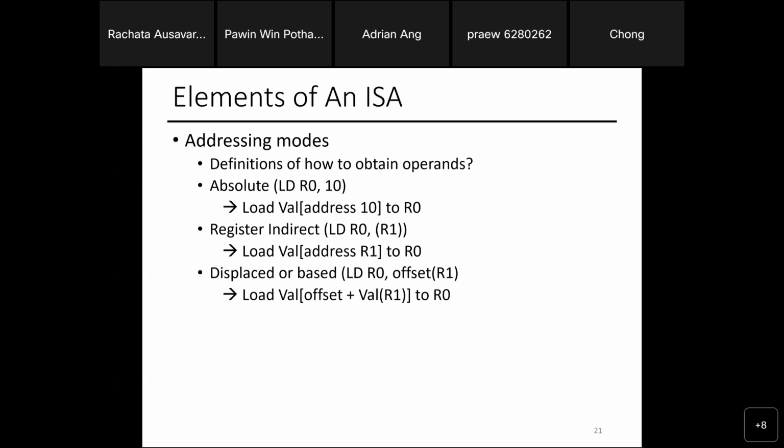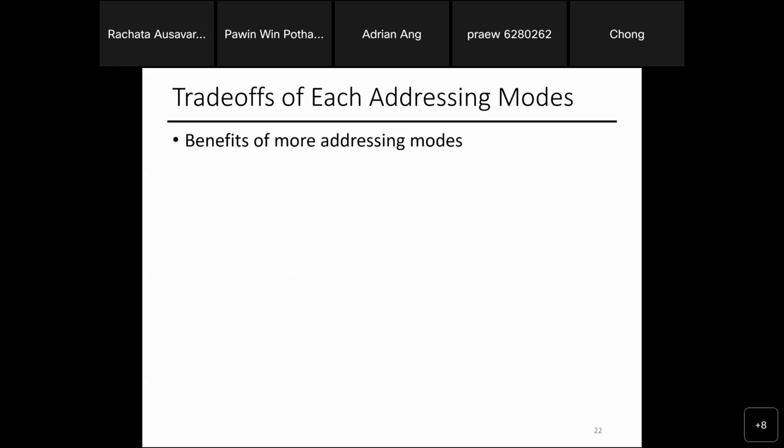Most modern ISAs support all three types. And each ISA has a definition of how you want to address and how the addressing mode is specified. There are benefits of more addressing modes because you can reduce the number of instructions and reduce the code size, right?